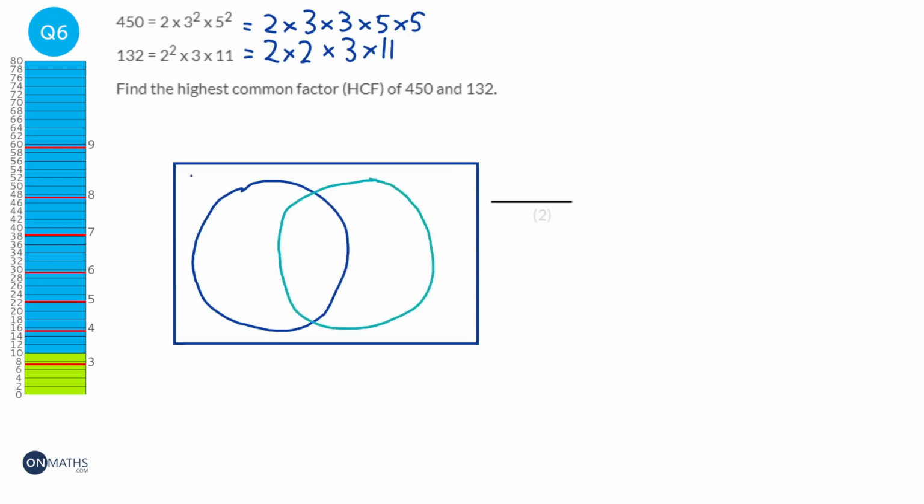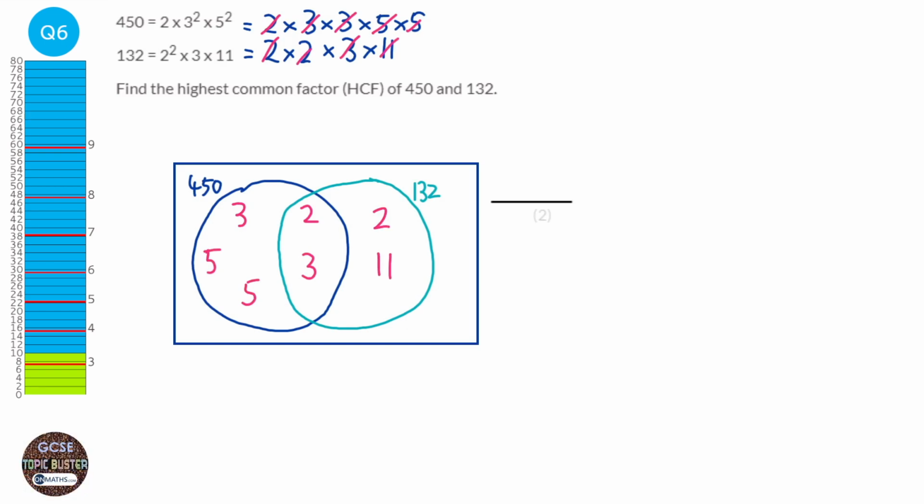Okay, so on the left hand side we have the 450. On the right hand side we have the 132. So we'll start with the 450 and the numbers. Looking at the prime factors at the top, we can see they both have a 2 in them. So I cross them both out and put 2 in the middle. We can see they both have a 3 in them. So cross those 3's out and put 3 in the middle. And then 450 has a 3, a 5 and a 5. And 132 has the 2 and the 11.